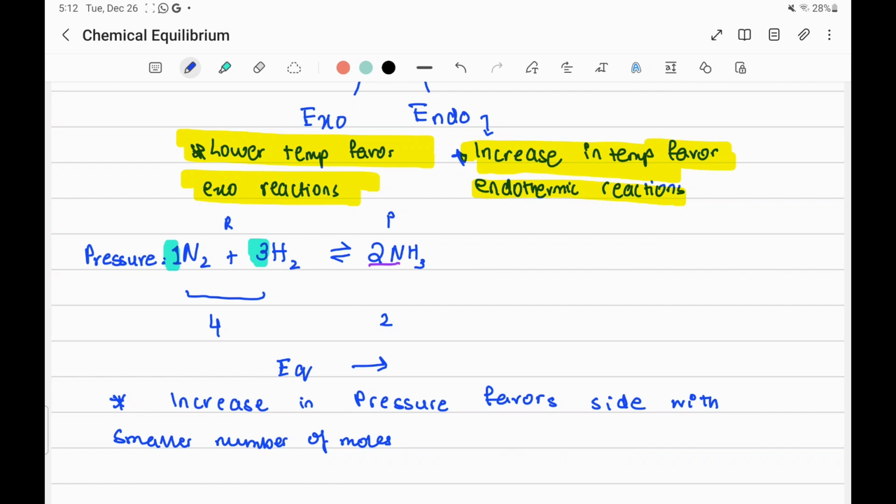Now, if you wanted equilibrium to shift to the left, what you would do is decrease the pressure, sorry. You would decrease the pressure if you wanted equilibrium to shift to the left. But I don't want you guys to think about decreasing the pressure, I'm so sorry.